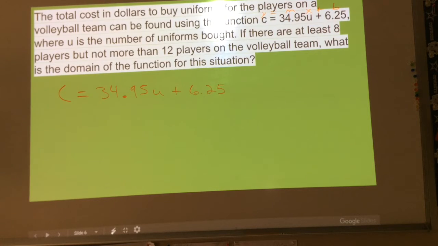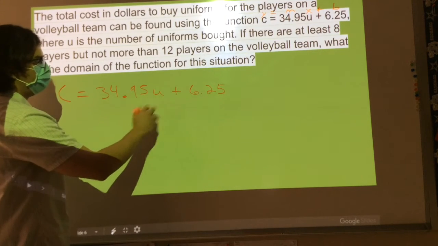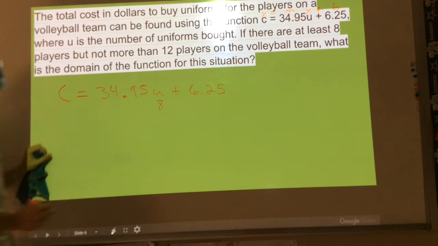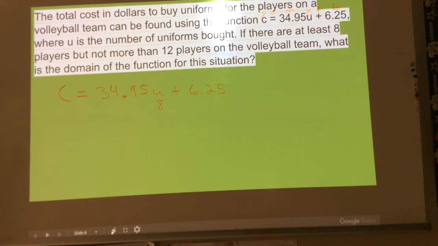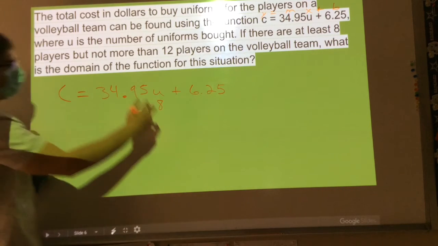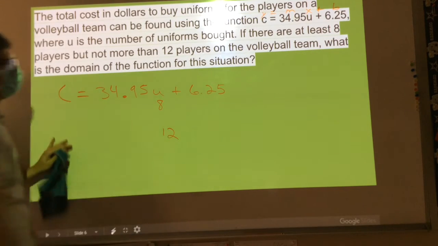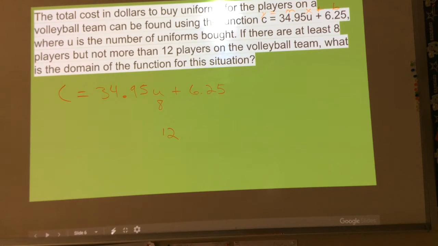Domain means what? X or Y? X, okay? So it's telling me that my domain has to be at least 8 players. Can it be less than 8 players? No. Because it says at least 8, meaning that 8 is the smallest amount, but no more than 12. Is everybody okay with that? So let me ask you this, not a trick question again. What's the domain of this problem? 8, 9, 10, 11, or 12. Do we agree? Questions on that?